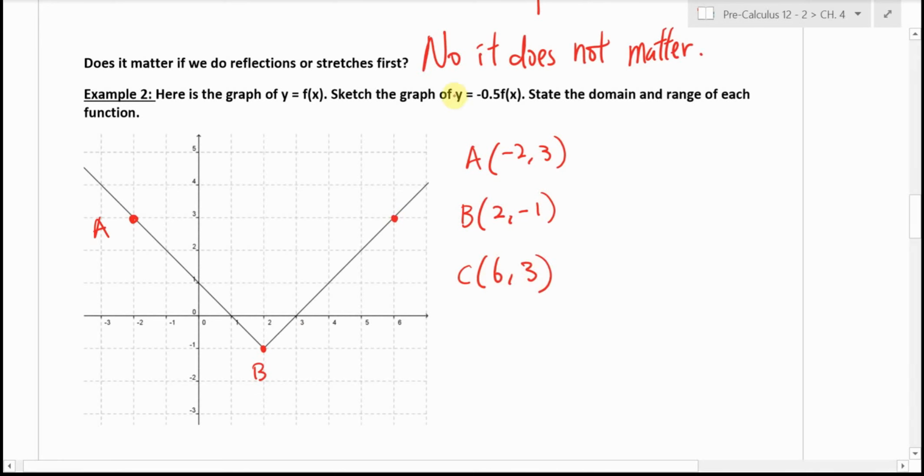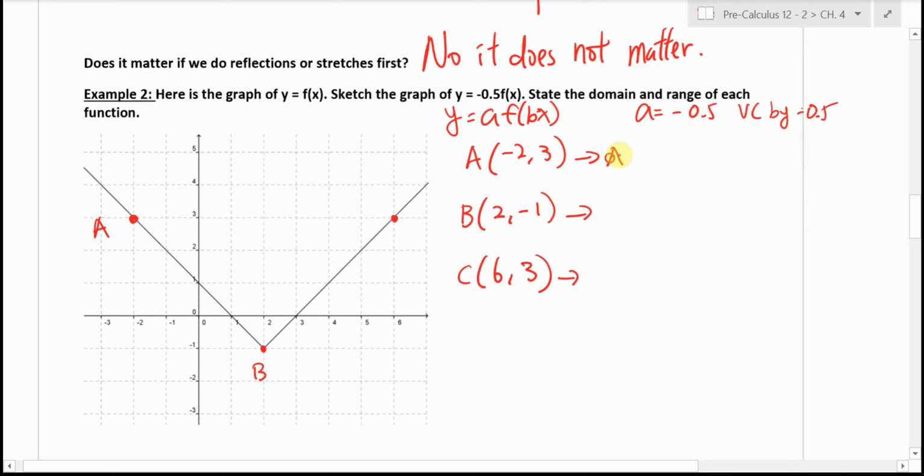Now we're again comparing with y equals a f of bx. In this case, b is just simply 1, because there's nothing in front of x. But a is equal to negative 0.5, which means we have a vertical expansion. Sorry, this will be a vertical compression, because that's the value of a. So this is a vertical compression by a factor of 0.5, but then we also have a reflection over the x-axis.